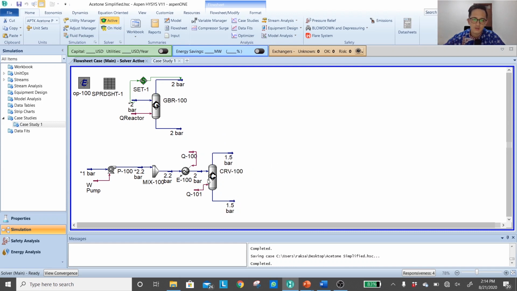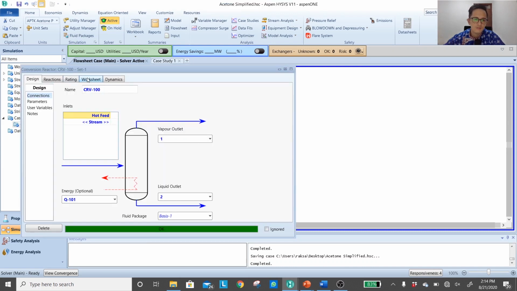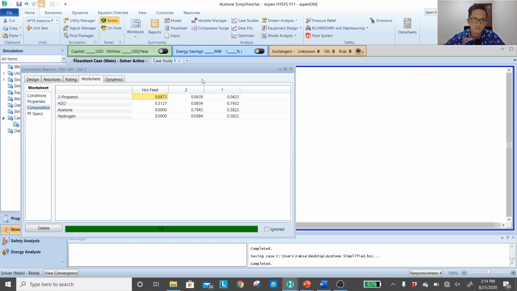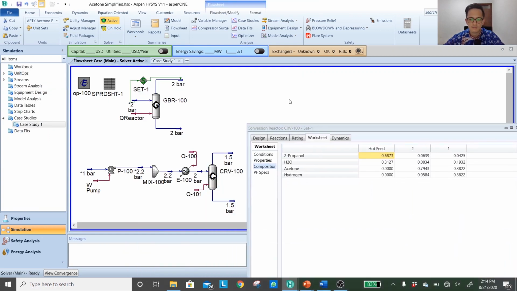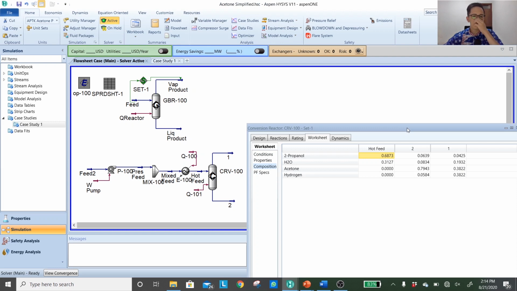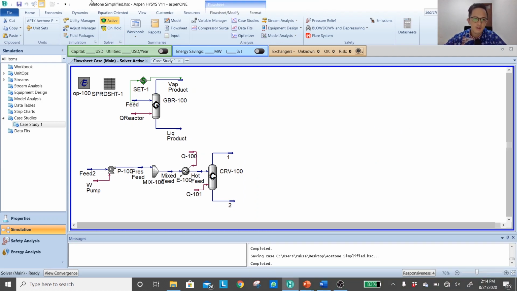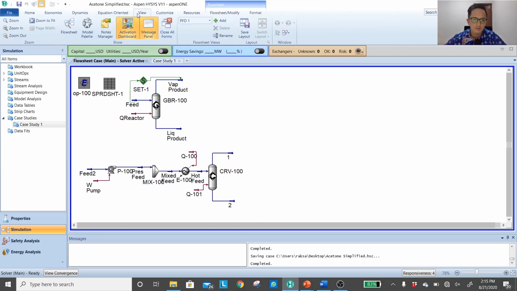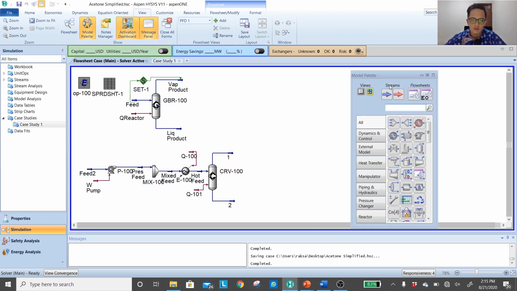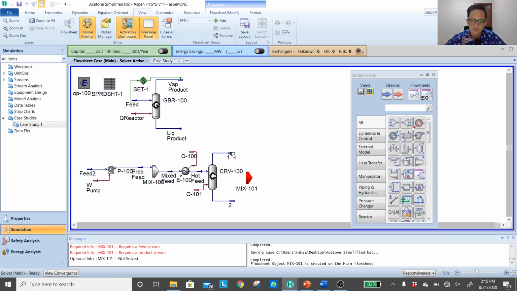Okay, check the composition. At stream 1, your top product, you have around 38% of acetone and 38% hydrogen, whereas you have around 4% of IPA. Okay, I guess it's ready to be linked with the next unit of equipment. So I go back to the palette, then I will have my mixer just to combine those two outlets together.